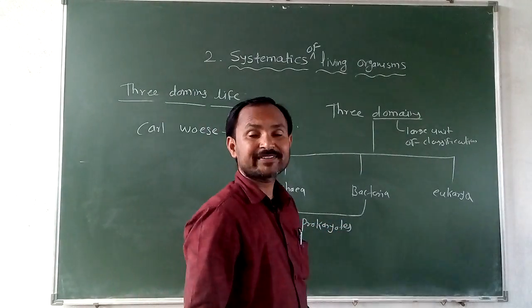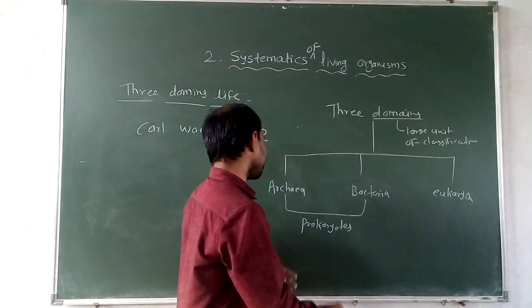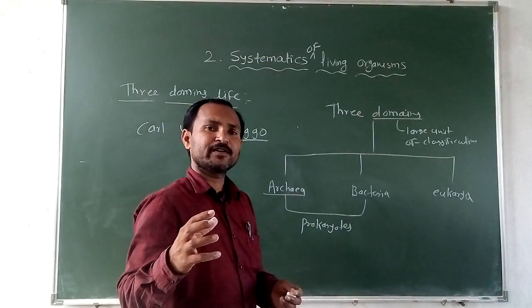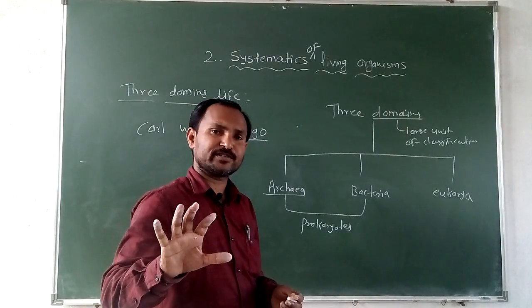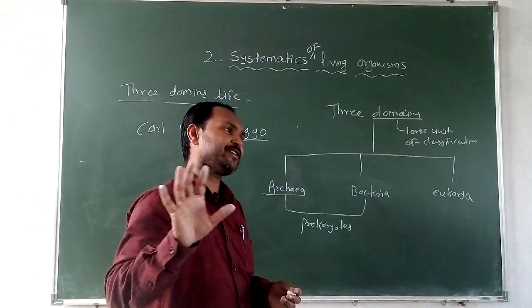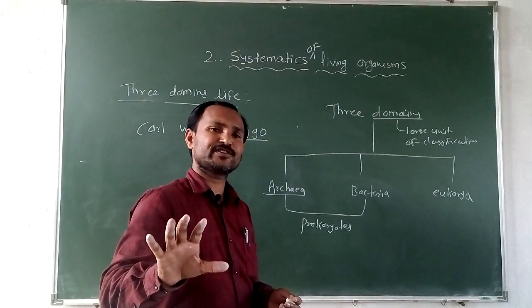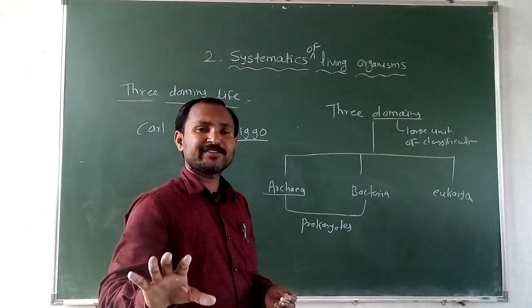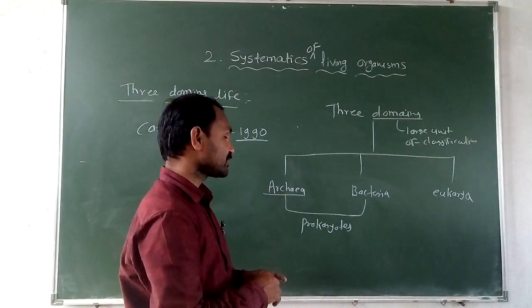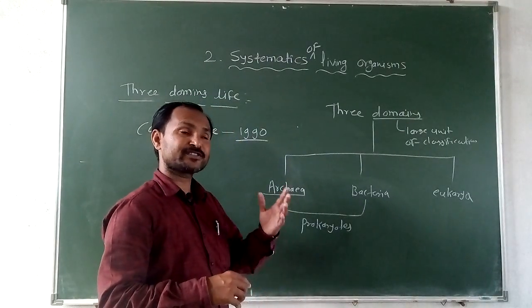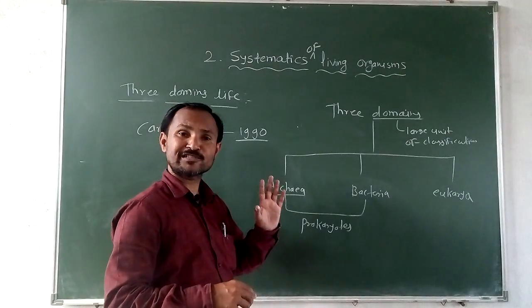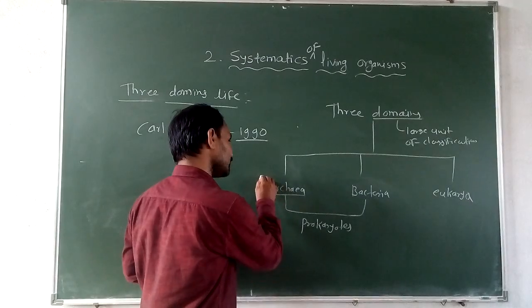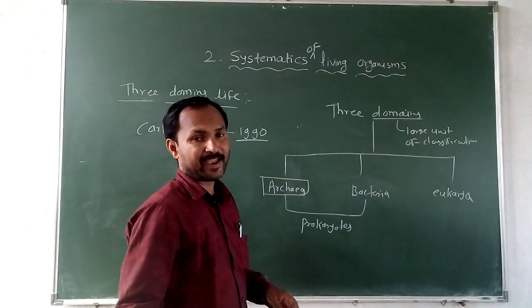Prokaryotes: bacteria and archaea. What does archaea mean? Archaea means organisms that live in extreme conditions. What are extreme conditions? High temperature, high salt concentration, high pressure, high light intensity. That condition is called an extreme condition. Organisms living under such conditions are classified in the domain we call archaea.